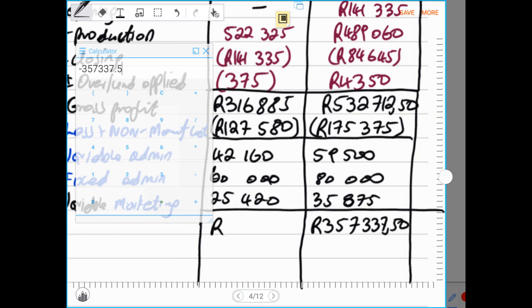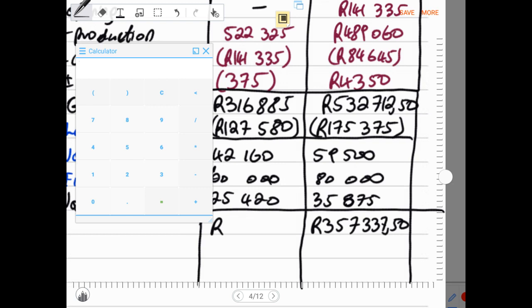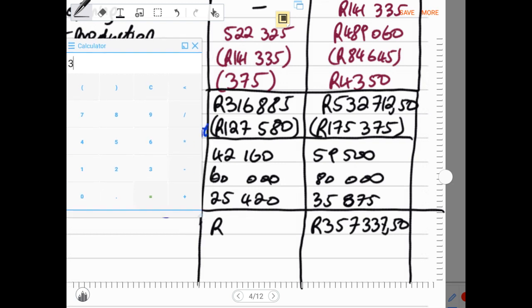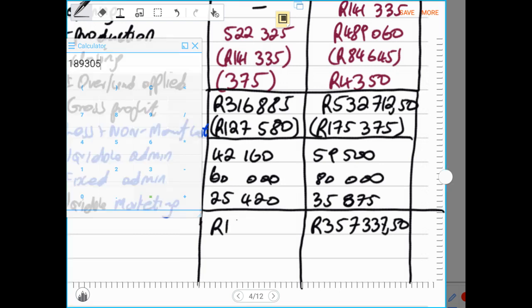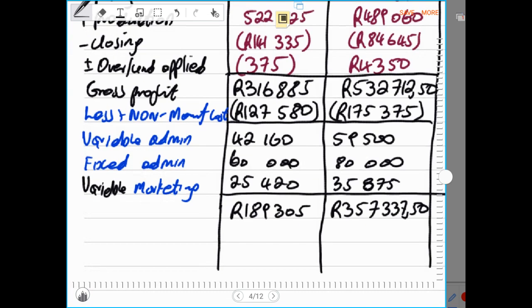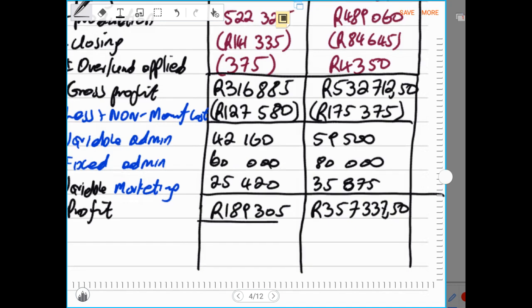And for the July month, it will be 885 minus 127,580, and this will give us 189,305. Let us compare the profits and see if the golden rule applies.